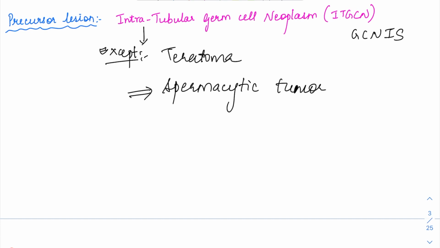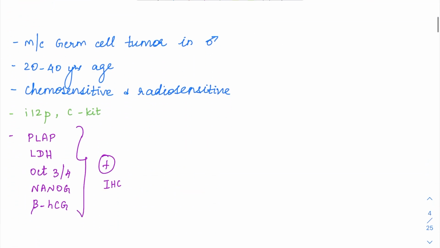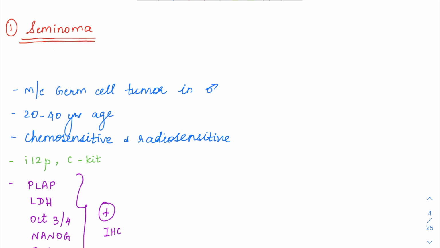So spermatocytic tumor is going to occur in the elderly age group, more than 50 years, and it usually tends to be bilateral, while seminomas are going to be unilateral and usually occur at around 30 years of age. Okay. So now we'll start with the first tumor, seminoma.